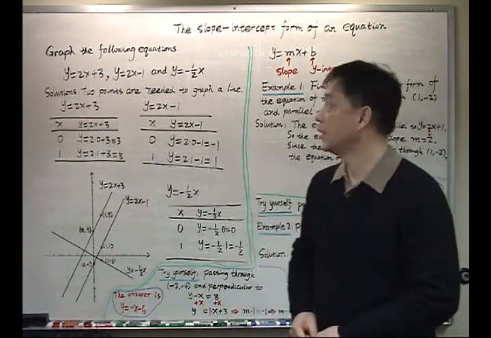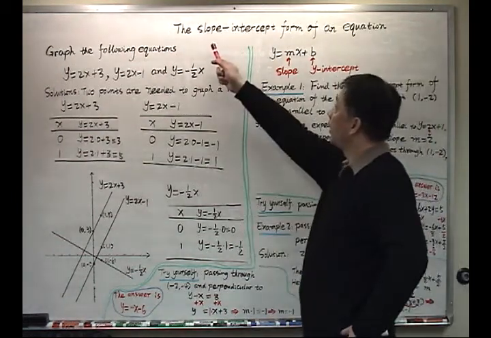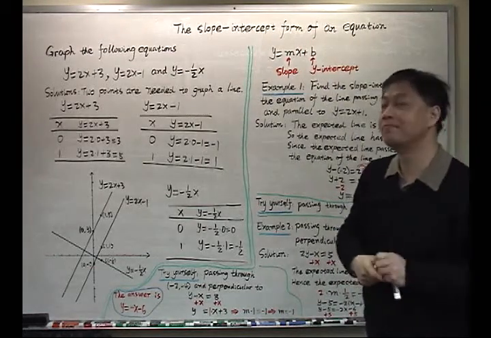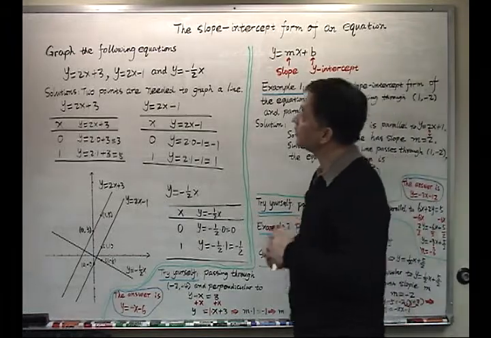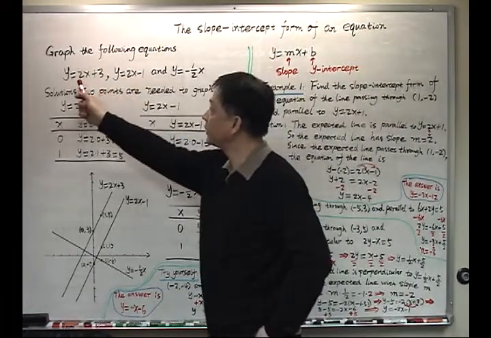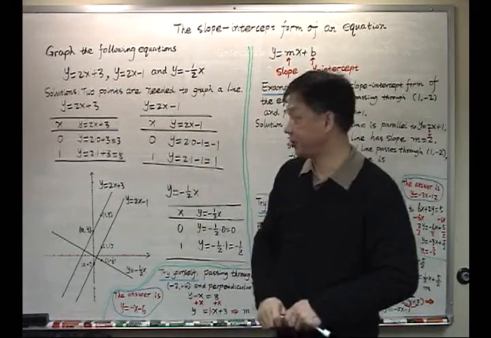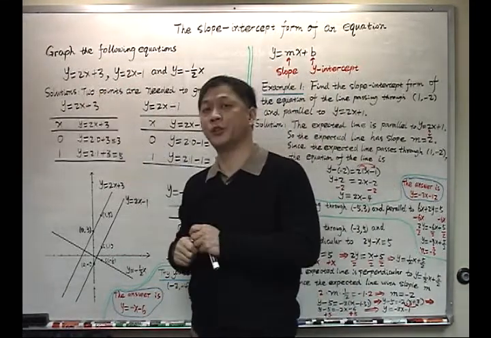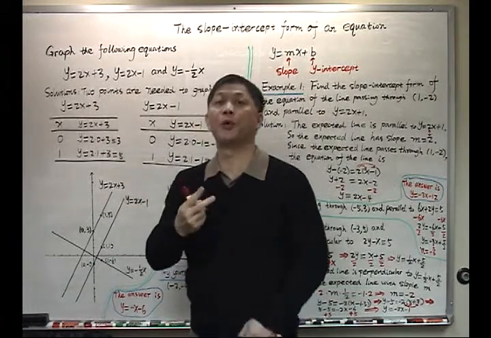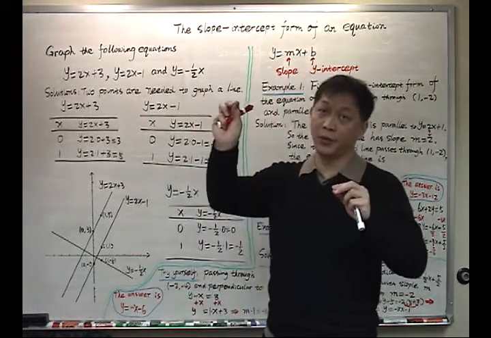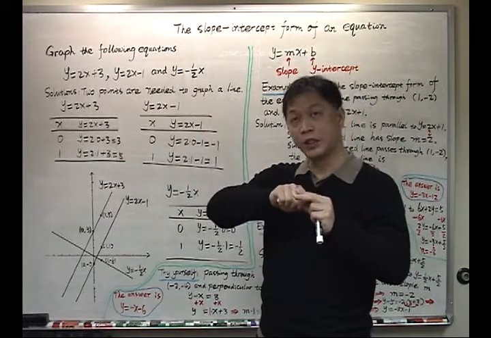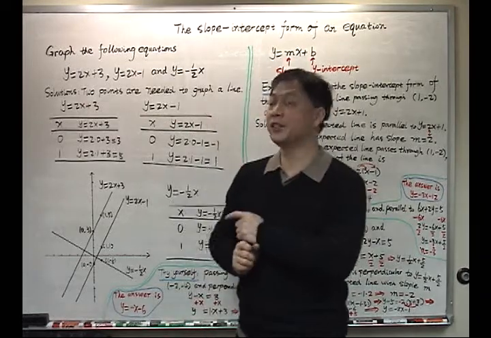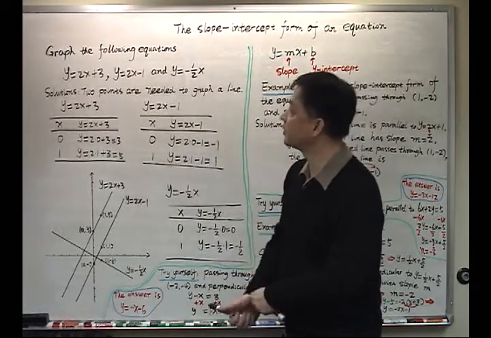In this lecture, we will talk about the slope-intercept form of an equation. First, let's graph those three linear equations. In order to graph each equation, you need 2 points, because if you have 2 points, then you can use a ruler to connect them and make a line. So we need 2 easy points.